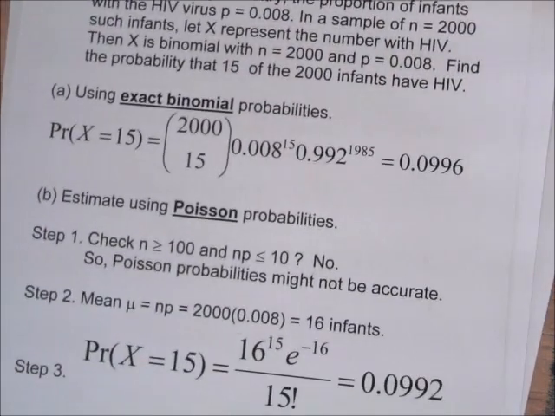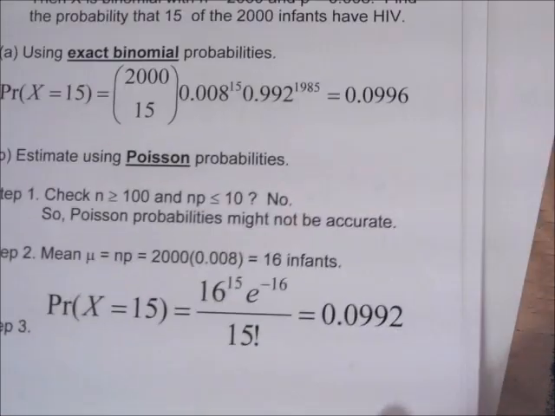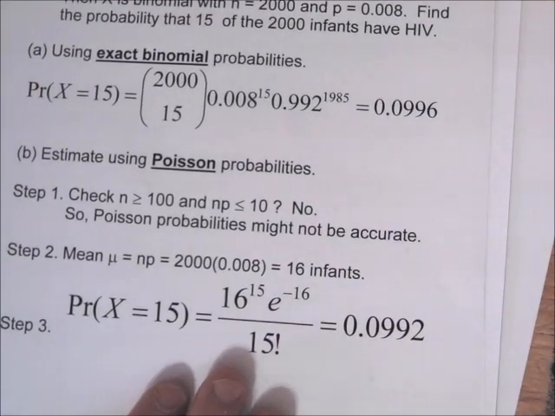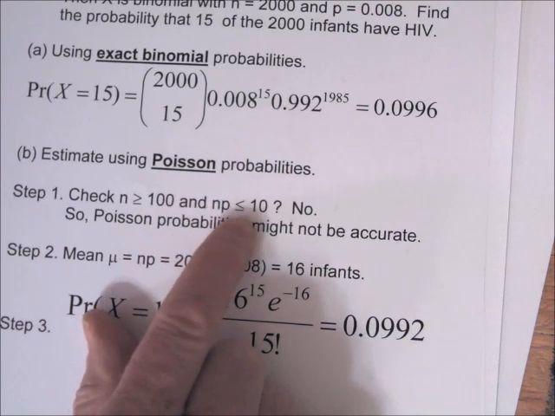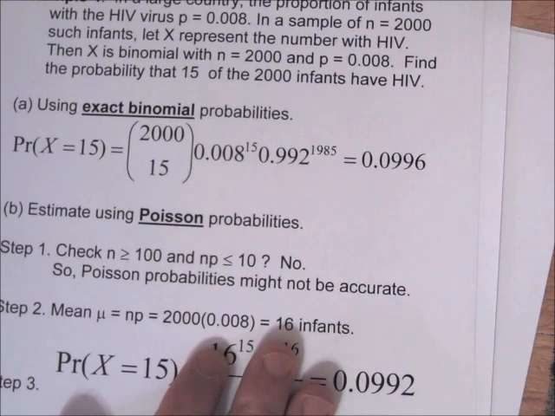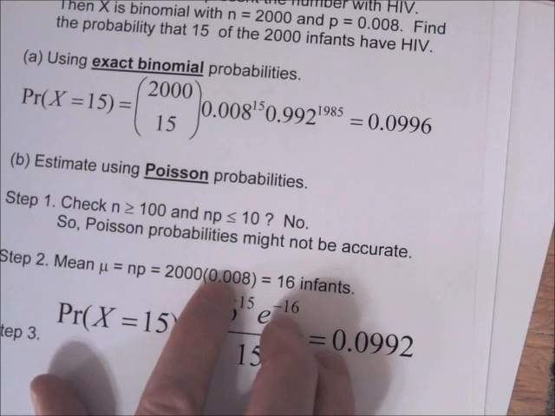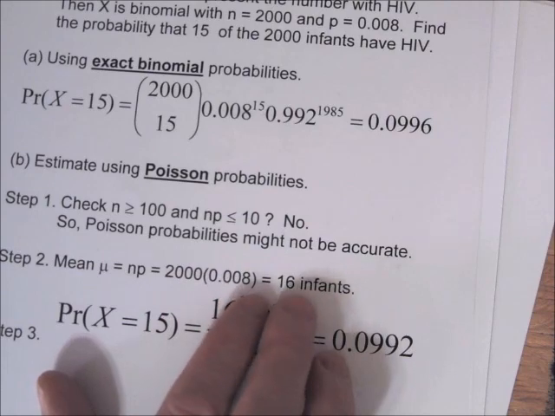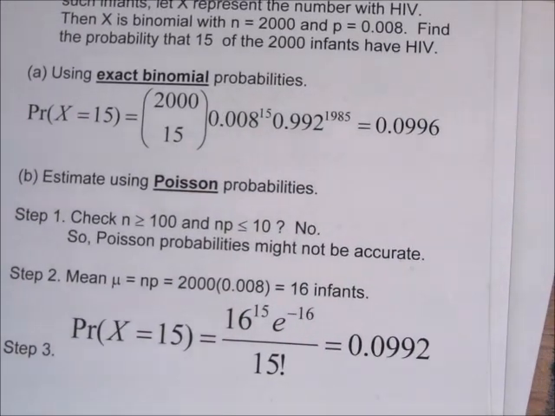If we estimate using Poisson probabilities, well, it doesn't meet the standards for our book. Different books have different standards. It doesn't meet the criterion for our textbook because n is more than 100, so 2,000 is more than 100, that's a yes. But n times p would be 2,000 times 0.008, which would be 16 infants, which is not less than 10. So that means Poisson probabilities might not be accurate. But actually, as it turns out, they're not too far off.